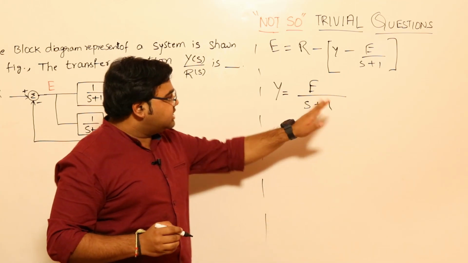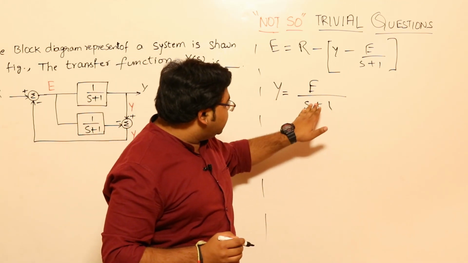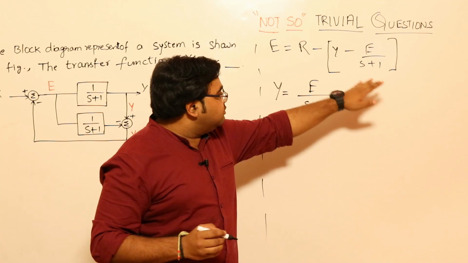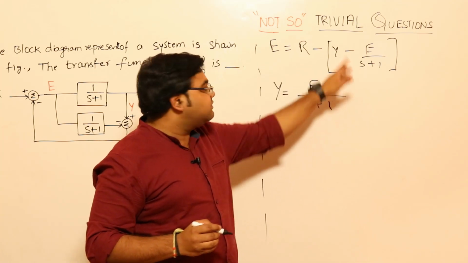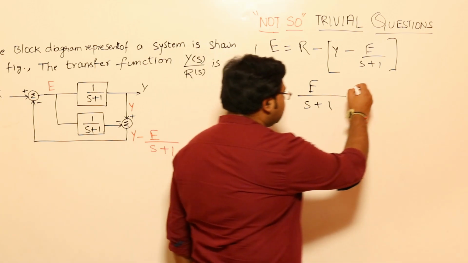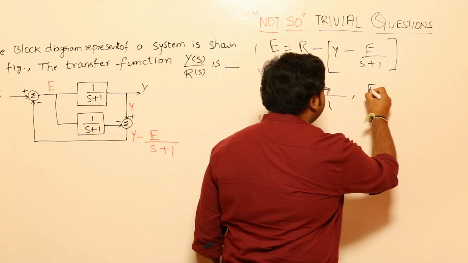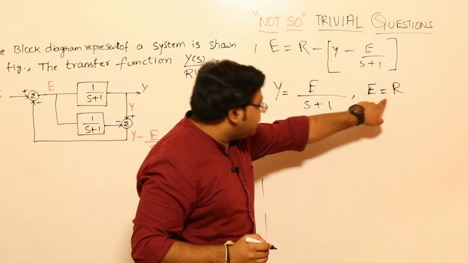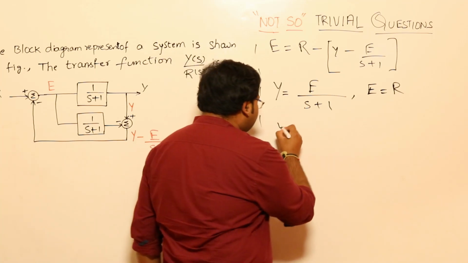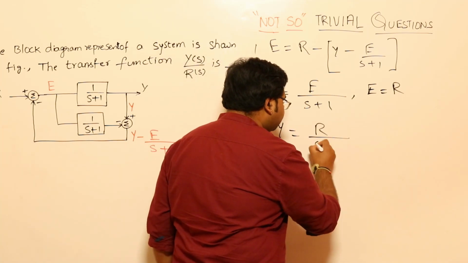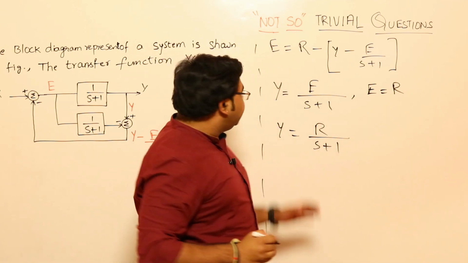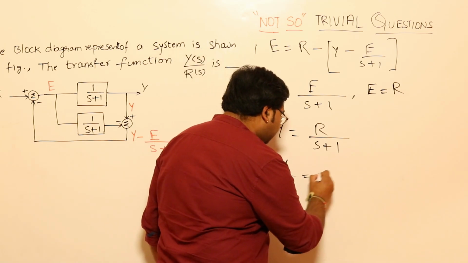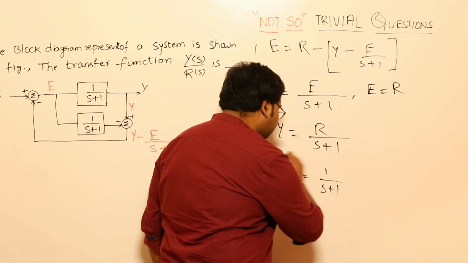Now let us have a small observation. If you were to put e upon s plus 1 instead of y over here, what is happening? Both of them are getting cancelled. The moment both of them get cancelled, you are getting e equals r from these two relationships. Because I am getting e equals r, this same relationship I can put here. So what I will have, y equals r by s plus 1. Again, what you want is y upon r, so put this r down. So y by r equals 1 upon s plus 1, which is nothing but the final answer.